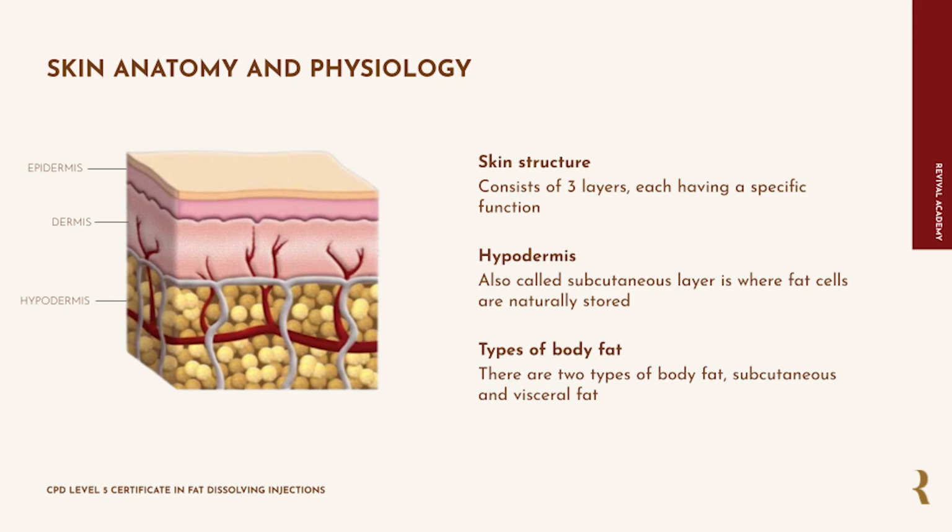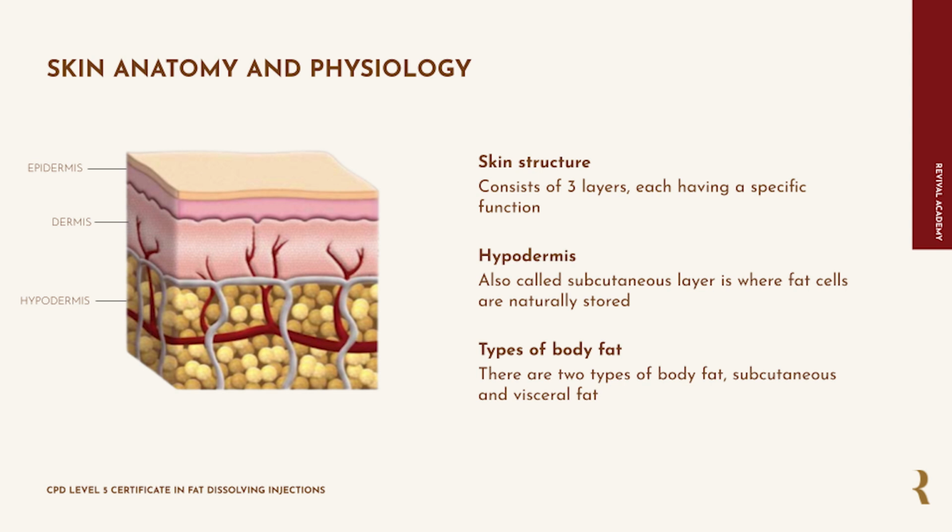Now we're going to start off with skin anatomy and physiology. Why is that important? We need to know into what layer of the skin we're actually going to be working on, and depending on what layer you're working on, that will determine your needle depth and the type of needle you're going to be using as well. So as you know, there are 3 different layers of the skin: the epidermis, dermis and the hypodermis, also called the subcutaneous layer.